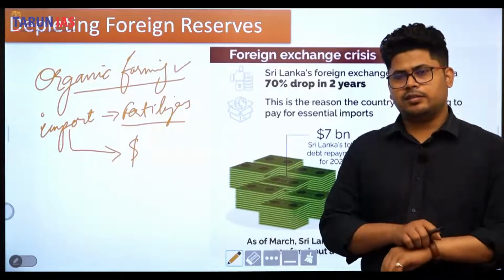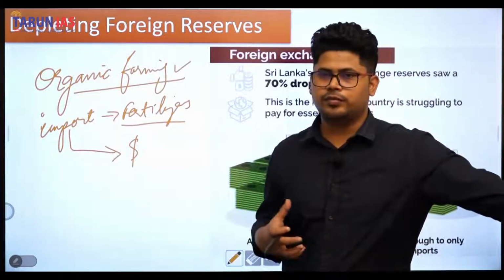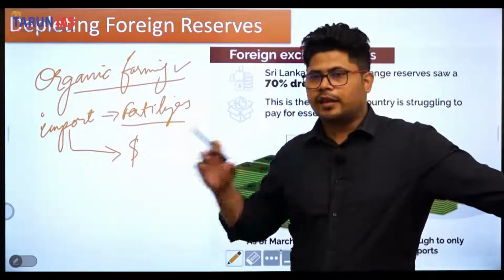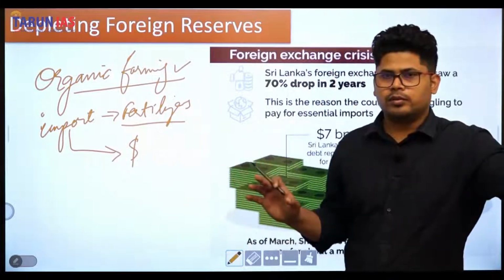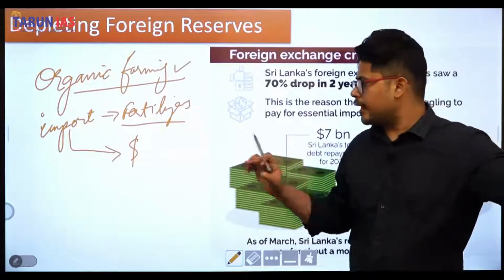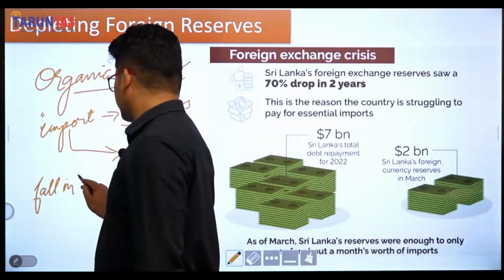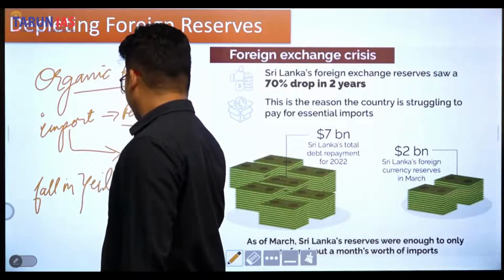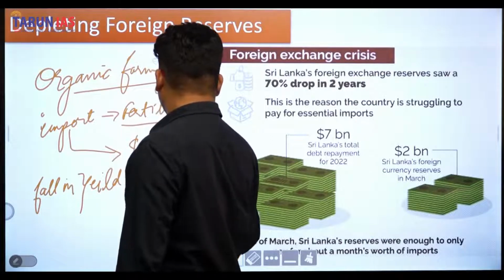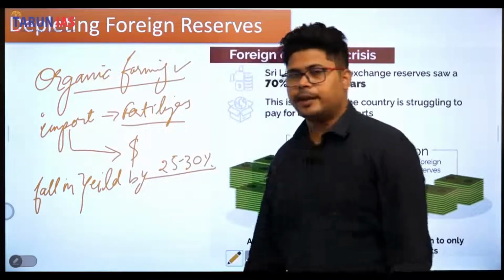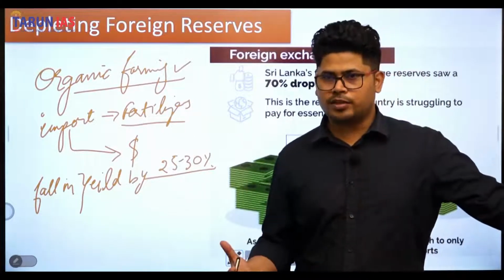Although there was a very sharp reaction against this move within Sri Lanka and from all over the world, but still they went ahead with it. अब इसकी वजह से क्या हुआ? Although the very important thing that happened was fall in yield by 25 to 30%. A fall in yield by 25 to 30% resulted in what? Inflation, food inflation basically.